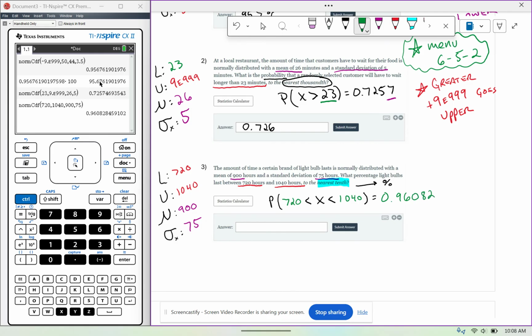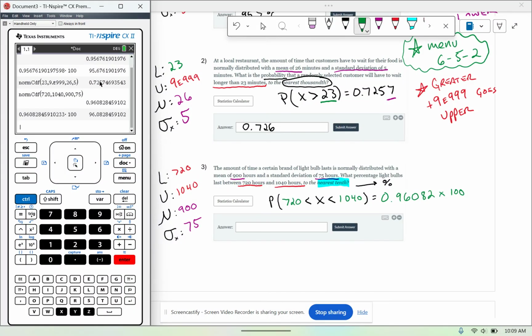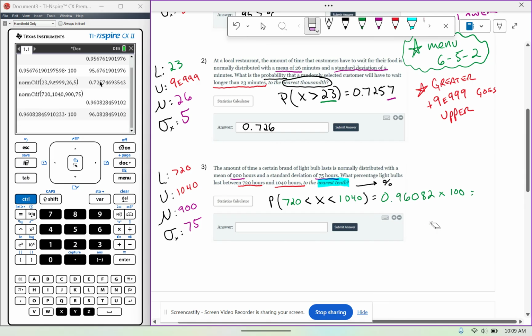0.96082. However, it wants it in a percentage. So I have to multiply this by 100. So I have my calculator, I just do times 100. Press enter, which equals 96.082. But we want it to the nearest tenth.